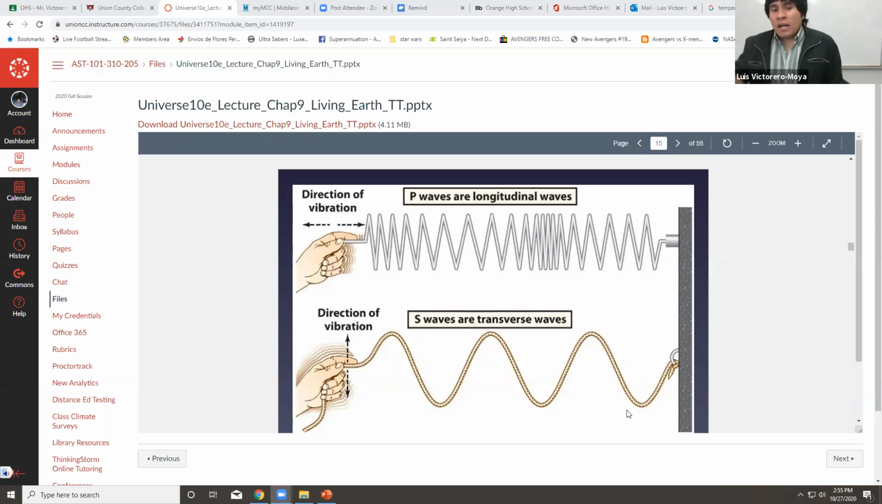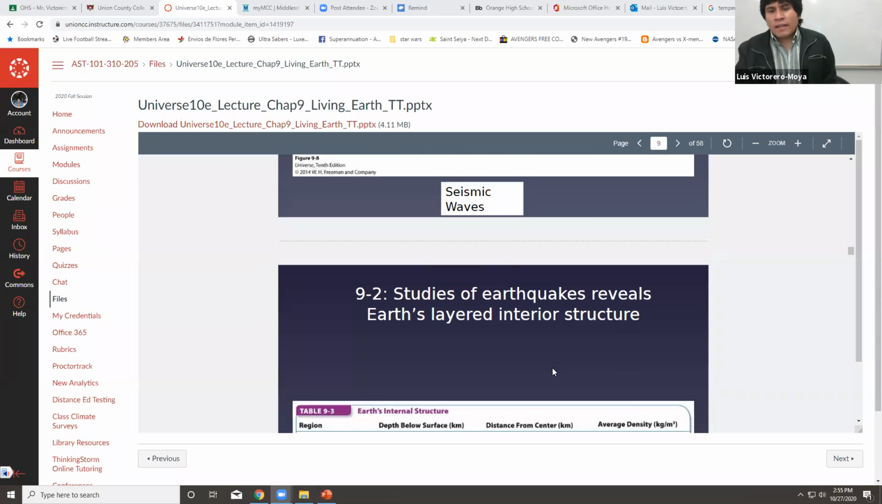Longitudinal, which are P waves, are where the direction of propagation is parallel to the direction of vibration. Okay, so for example, a spring. A spring is a longitudinal wave. And that's the key difference between P waves and S waves. That's how we study earthquakes, because earthquakes are due to the collision, right? Or the movement of tectonic plates.